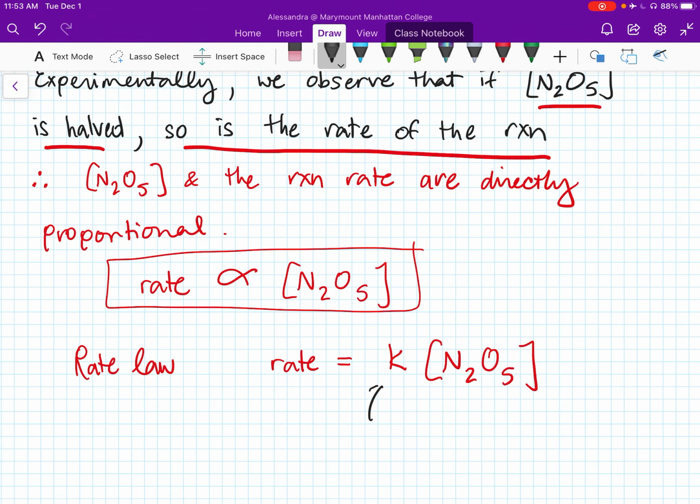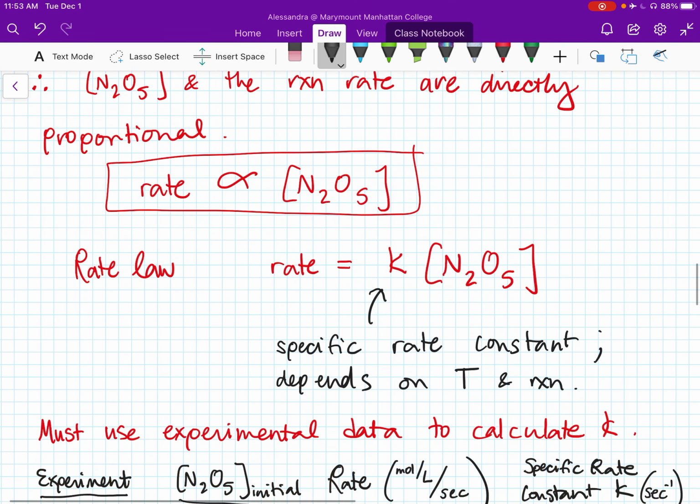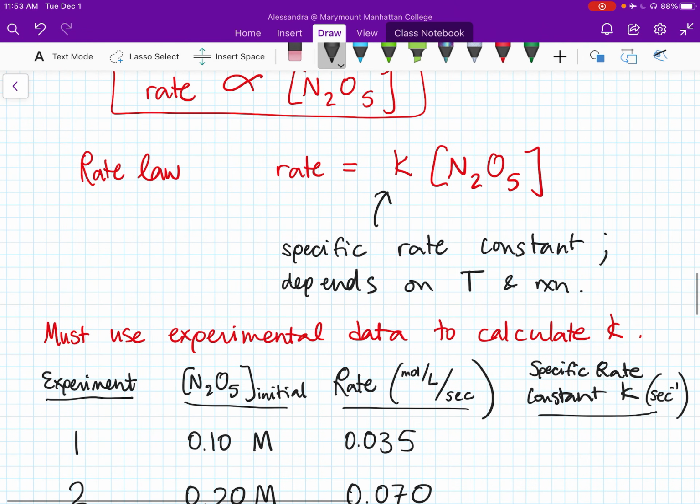So k is very important. k is a special constant called the specific rate constant. This specific rate constant depends on temperature, and it depends on the nature of the reaction. Now, how do you get k? You have to use experimental data for a particular reaction if you want to calculate k.